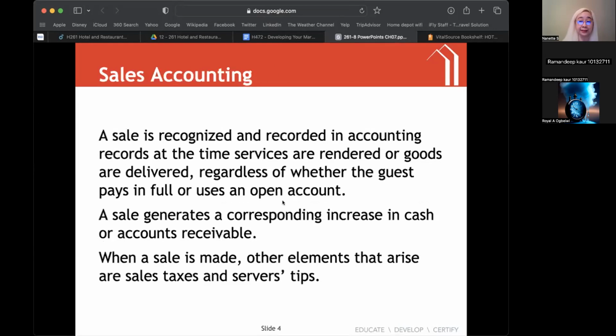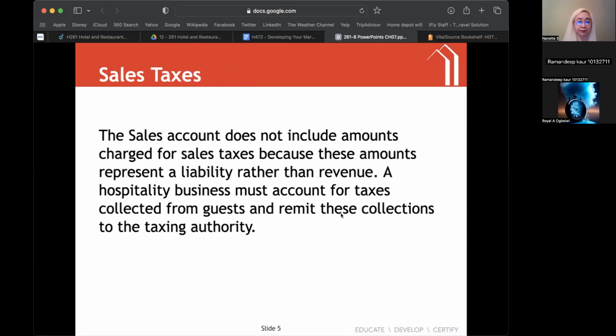So we have sales accounting, and then you have sales taxes. Let's talk about sales taxes. Raman, can you please read this? Sales taxes. The sale account does not include amounts charged for sale taxes because these amounts represent a liability rather than revenue. A hospitality business must account for taxes collected from guests and remit these collections to the taxing authority.